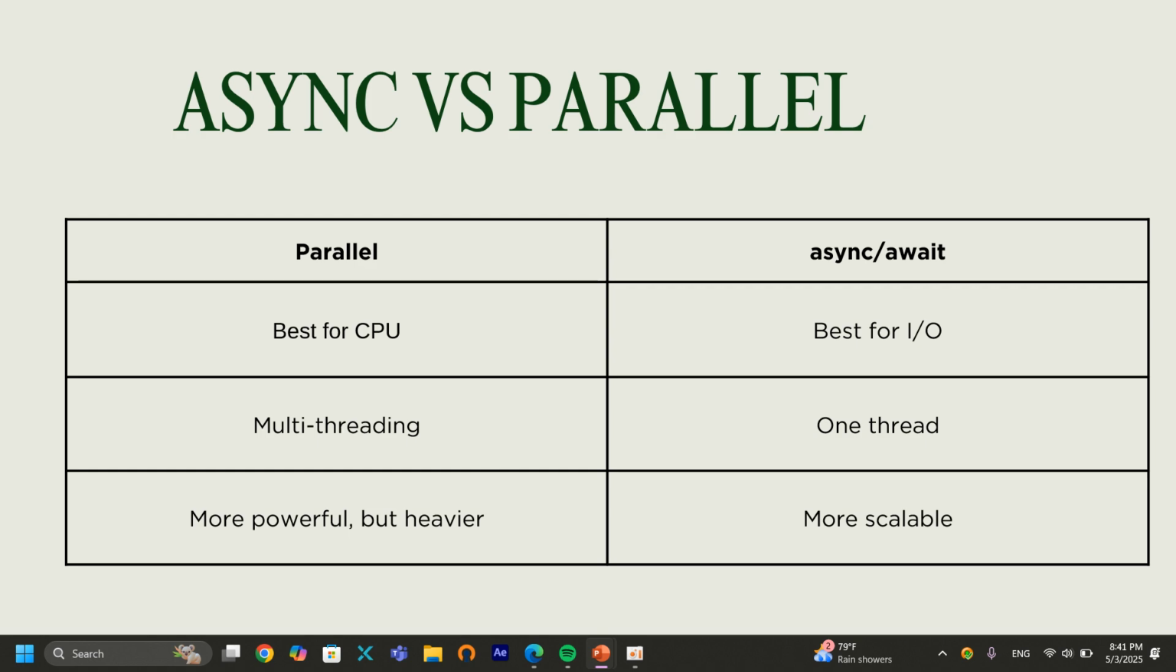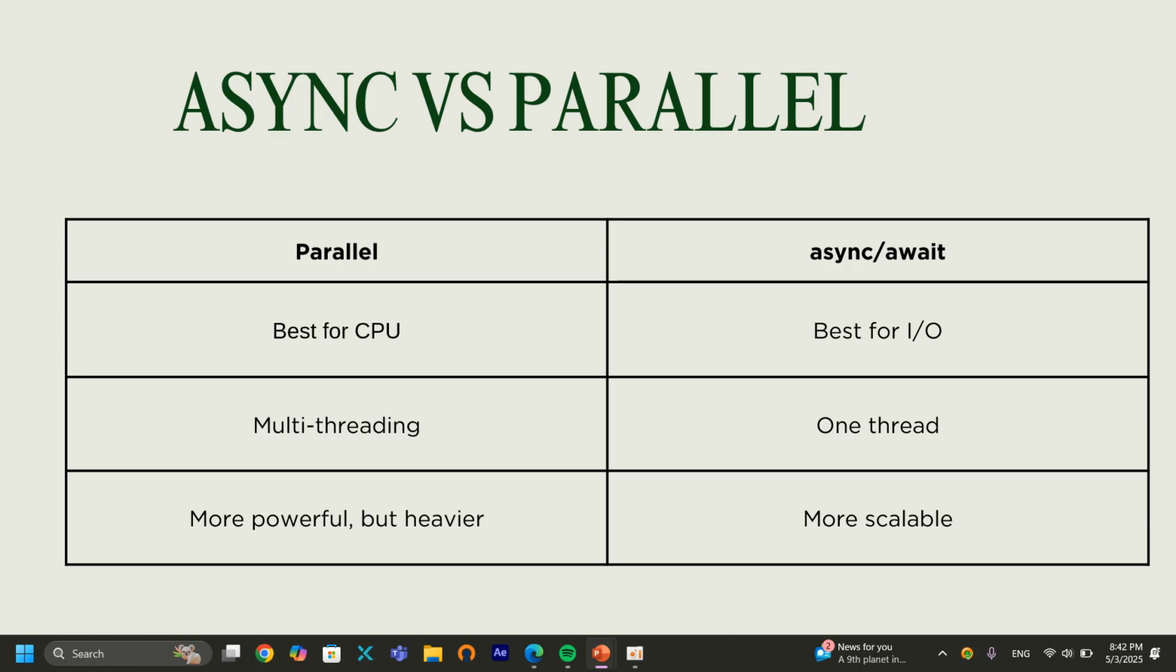And async, in contrast, is best when you are doing IO-bound work. That means tasks where your program spends most of the time just waiting for data from the internet or from a file or database. Instead of blocking a thread and freezing the app while waiting, async lets the program continue doing other things and only come back when the result is ready.